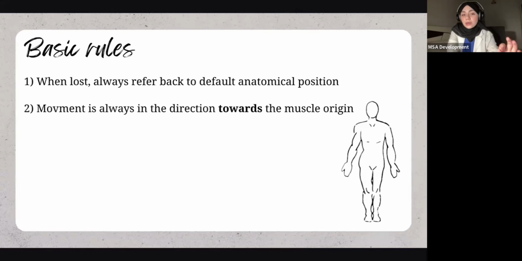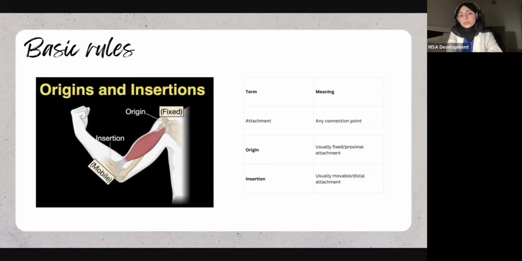Anyways, the second thing is that movement is always in the direction towards the muscle origin. Now you might be telling me, Lotus, I have no idea what the muscle origin or insertion is. It's kind of like I have no idea what's the difference between a tendon and a ligament. And here, I'm here to explain it. So first of all, origin is, I'm going to give you guys an example of the bicep muscle.